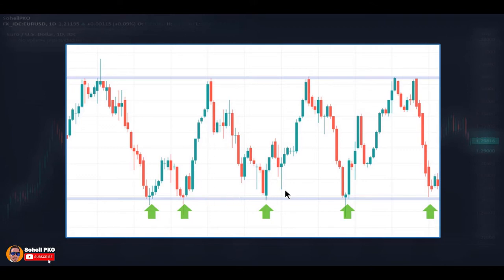So what happens now? On one hand, buying interest increases, and on the other hand, selling interest decreases at the support level, and this means that demand becomes greater than supply, and this causes the price to go higher. This is how a support level prevents the price from going lower.